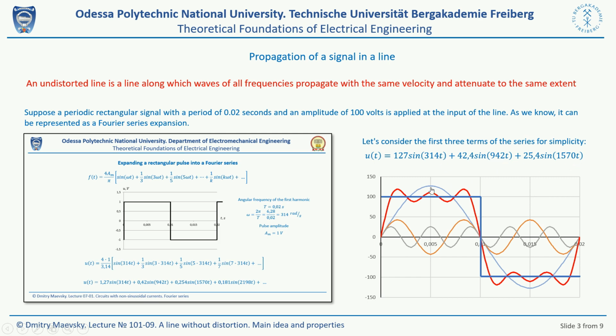The sum of the first three harmonics of the Fourier series is shown in this figure as a red curve. Here is this curve. Remember, this voltage waveform is at the input of the line. Next, we will consider how and why this waveform will be distorted during signal propagation along the line.